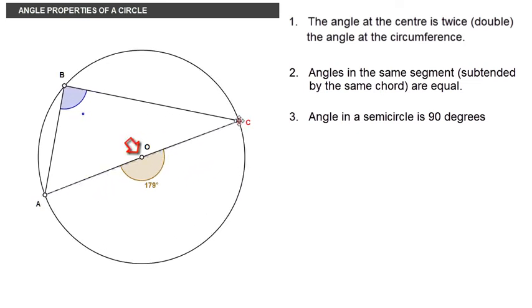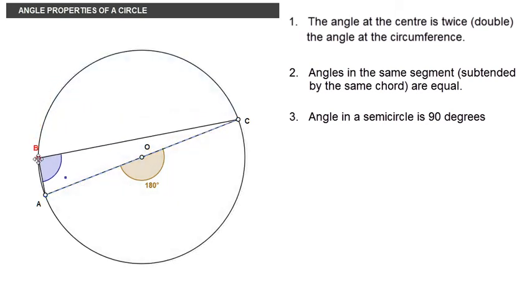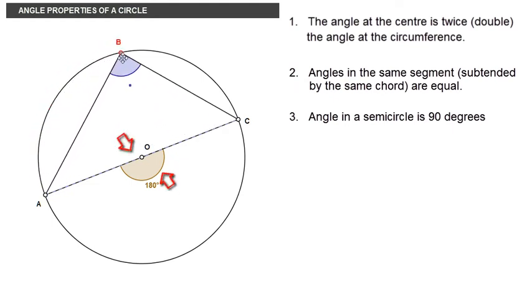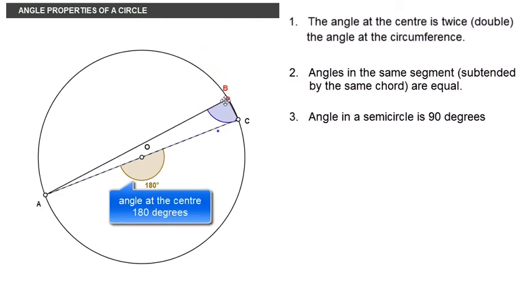In other words, AOC becomes the diameter, which we have learnt before as the largest possible chord, and the diameter splits the circle into two halves called semicircles. In this situation, the angle AOC is 180 degrees on both sides. In other words, the angle at the center is 180 degrees.